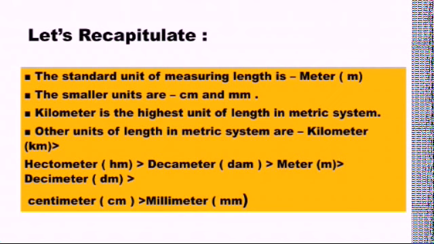from higher to lower: kilometer, hectometer, decameter, meter, decimeter, centimeter, millimeter. You need to learn this table first. These are the different units related to the metric system.